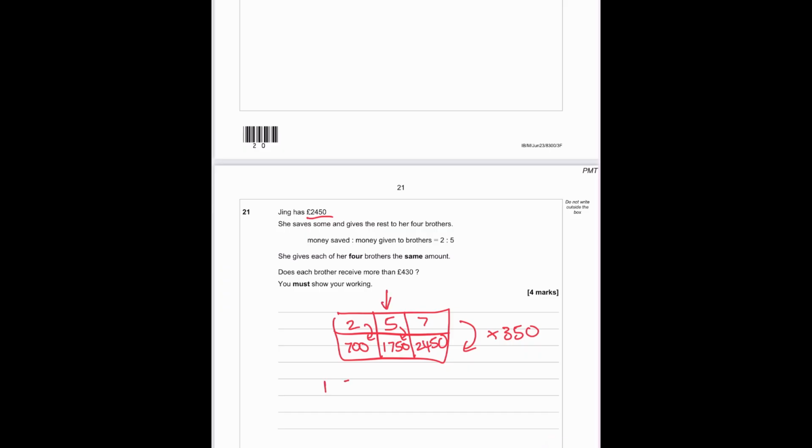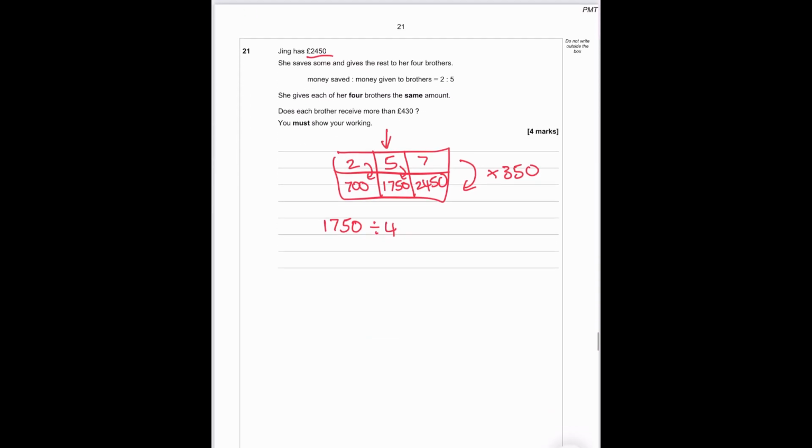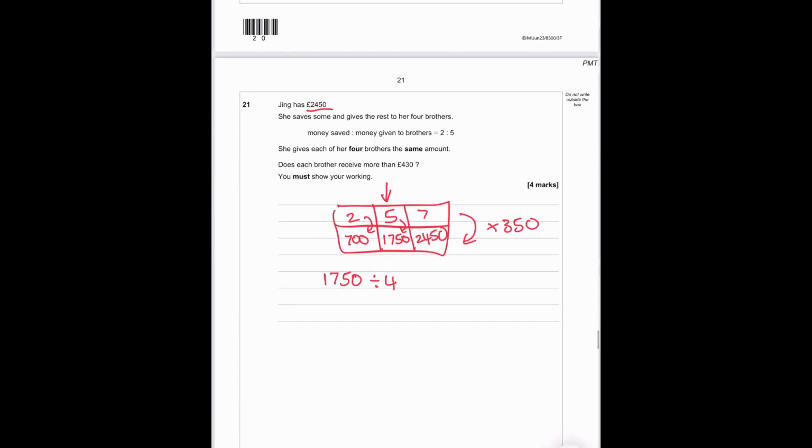So 1,750 divided by 4 means that each brother is going to get £437.50. So do they receive more than £430? Yes.